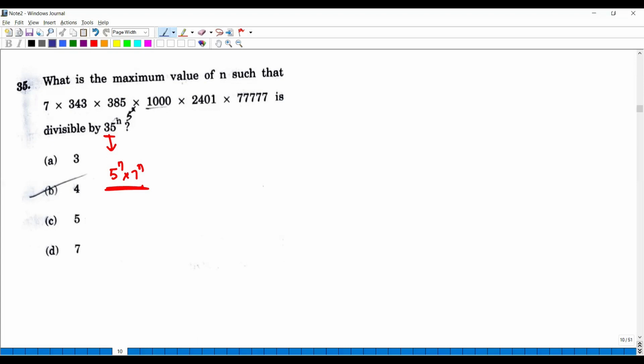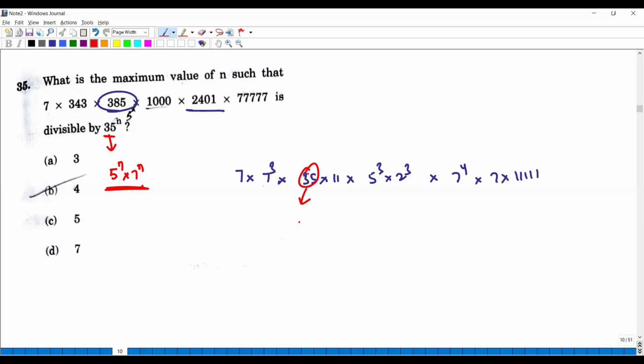If you see the numbers, the first one is 7, the second one is 7 cube, then 385, which is 5 into 7 into 11. This one is 5 cube into 2 cube. And 2401 is 7 to the power of 4. So there are a lot of 7s, and you don't need to worry about 7s. All you need to worry about is 5. There is one 5 here and three 5s here. Put together, 1 plus 3, there are four 5s.